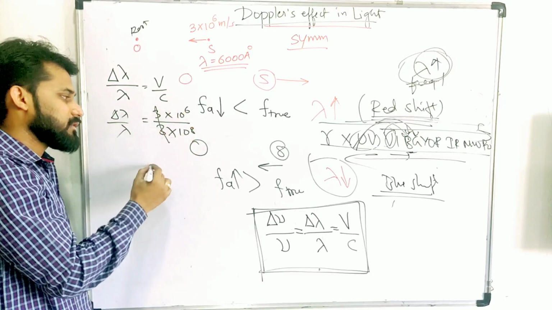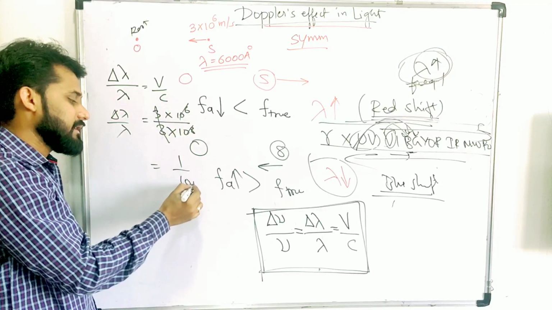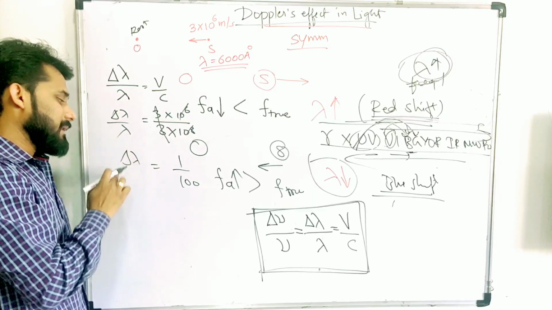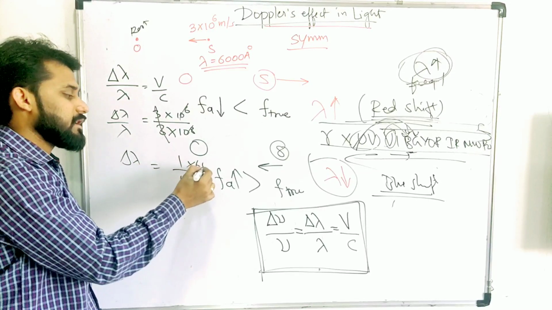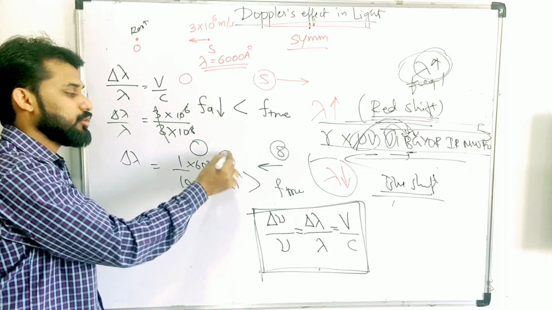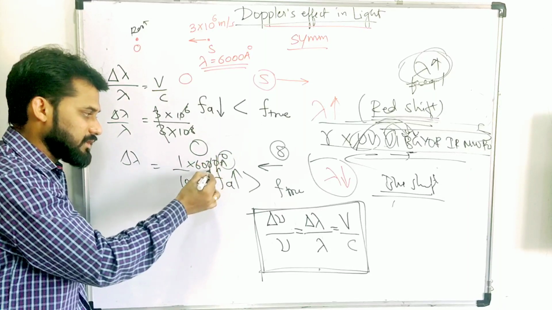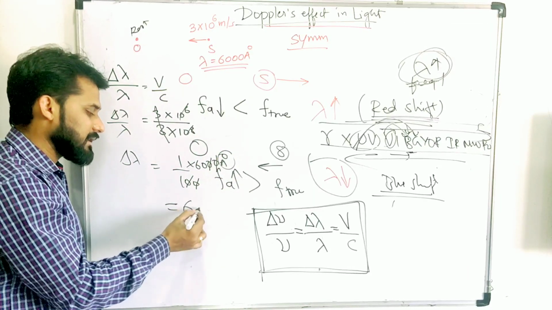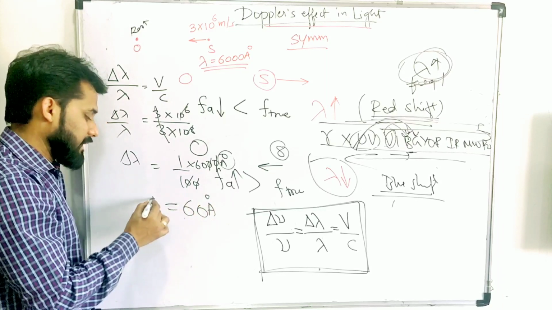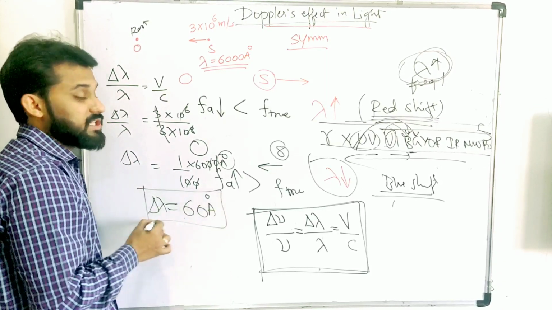Correct? 3 3 गेला, 10 raised to 6 upon 10 raised to 8 is 1 by 100 is delta lambda by lambda. 6000 वरती जाईल into 6000 angstrom unit. Don't convert into meters. Keep it in angstrom. 0000 गेला तर आन्सर आलं 60 angstrom unit. This is change in wavelength.